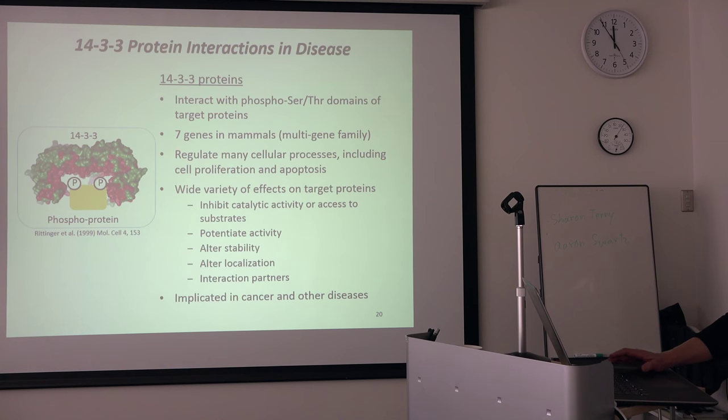And what would this do? This will allow us to start looking into proteins that are highly interacting with other proteins in disease contexts. For example, the 14-3-3 proteins are a quite famous multi-gene family, with multiple genes in mammals, and they interact with phosphate domains of target proteins implicated in cancer and many diseases. So what can we do, using this kind of system and text mining data, to build a phosphorylation network that relates to 14-3-3?